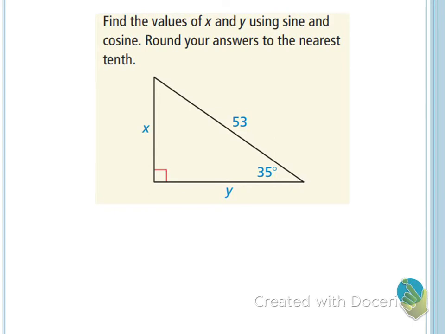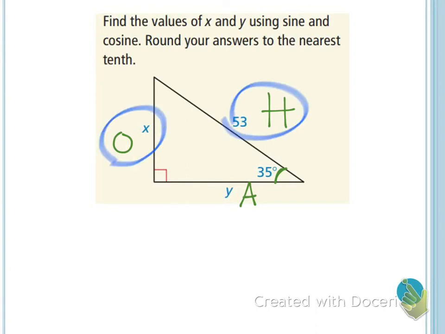So same process, find the values of x and y using sine and cosine, round your answers to the nearest tenth. So from 35, we're going to label all the sides. Which of these is the hypotenuse? 53. Which of these is opposite? X. And then adjacent is y. So which side do we want to solve for first? X, sure. And they gave us the hypotenuse. So which trig ratio are we going to use? Sine, good.